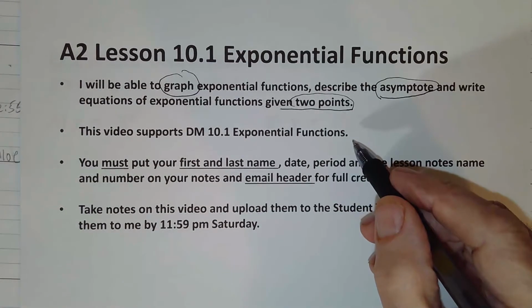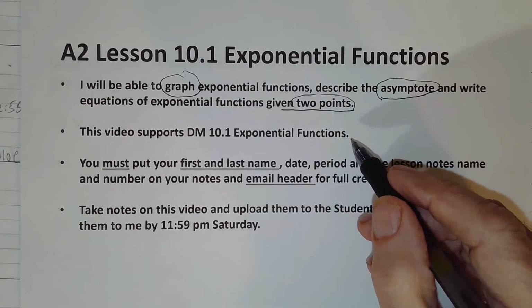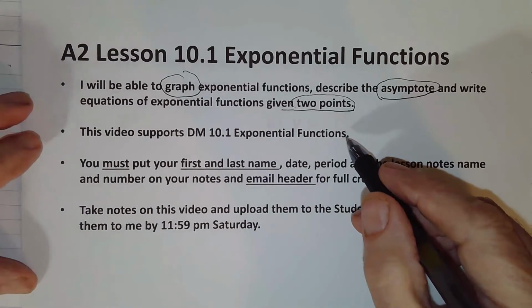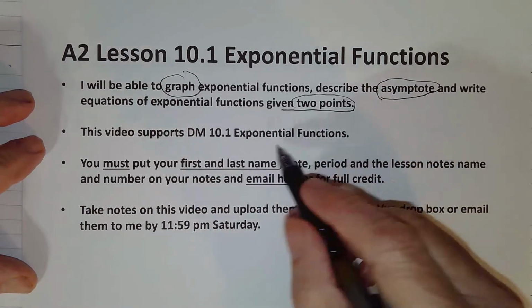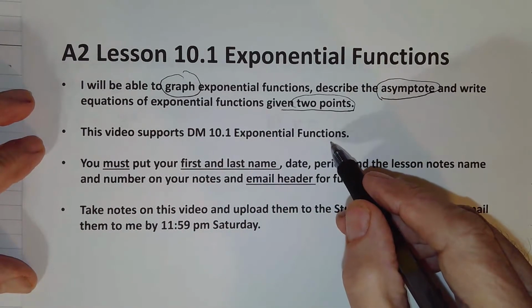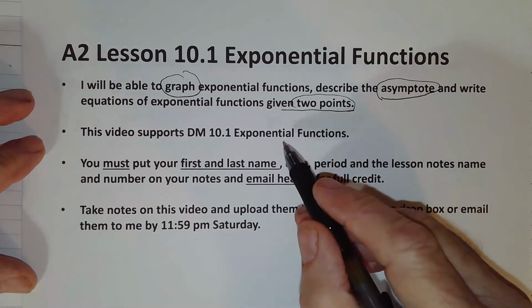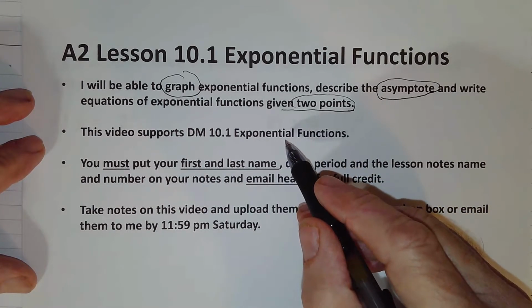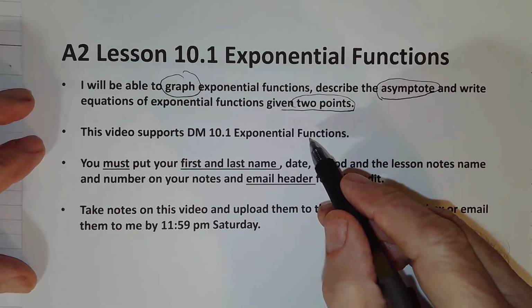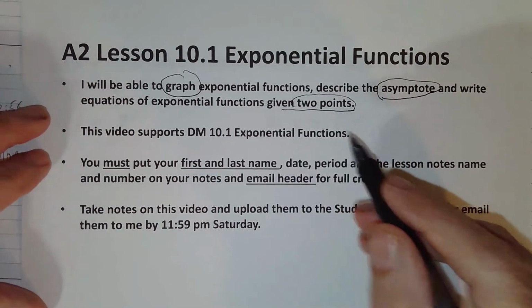I'm toying with the idea of giving you a separate IXL skill that just covers exponential functions, and depending upon how well you do with the Delta Math and the IXL skill, I may score the one and not the other, okay, for the same assignment.